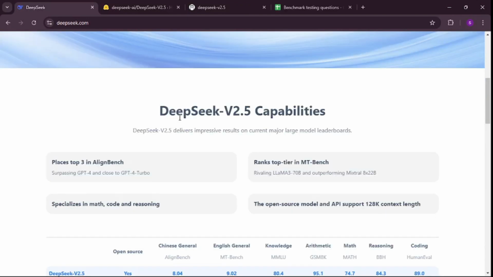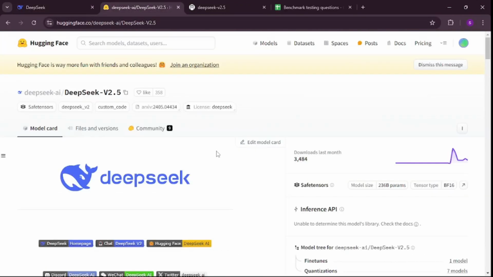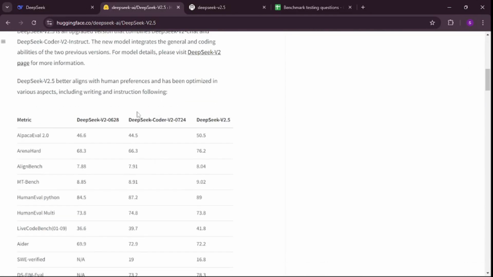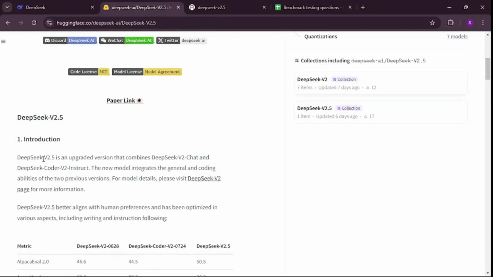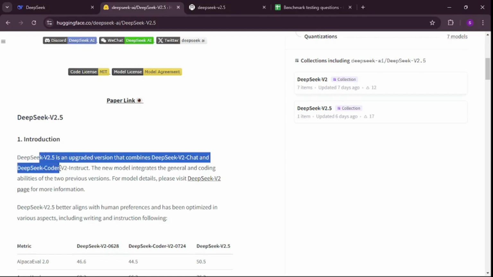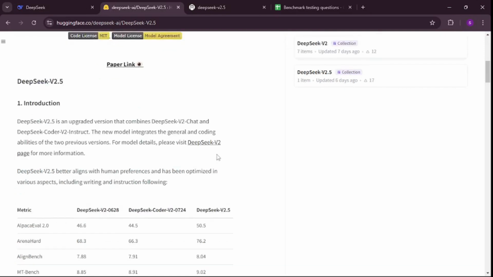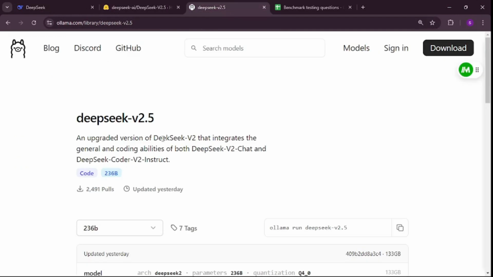But before diving in, I want to show you where to get DeepSeek v2.5. If you go to the DeepSeek Hugging Face, you can see that they have put their v2.5 here. It is completely open source and you can use it. They have their benchmarks placed here, which claim that it is better than DeepSeek v2 and DeepSeek Coder v2. The interesting part is that DeepSeek v2.5 is an upgraded version that combines DeepSeek v2 Chat and DeepSeek Coder v2 Instruct, which means you get the coding capabilities as well as the generative chat model capabilities. One more authentic source from where you can get this locally on your machine is the Ollama library, and you can easily install it from there.